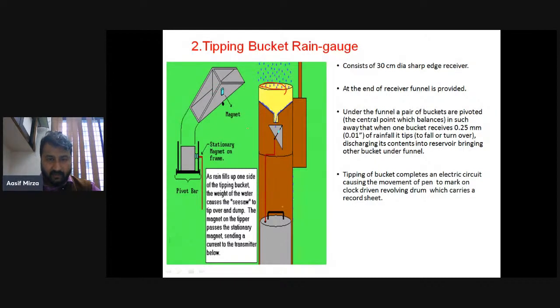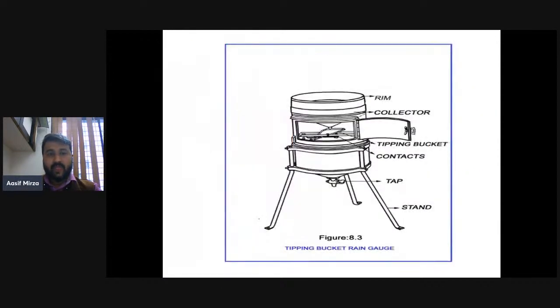is the magnet. As rain fills up one side of the tipping bucket, the weight of the water causes the seesaw to tip over and dump. The magnet on the tipper passes the stationary magnet, sending a current to a transmitter below. So here you can see the arrangement of the tipping bucket rain gauge, which is one of the automatic rain gauges.